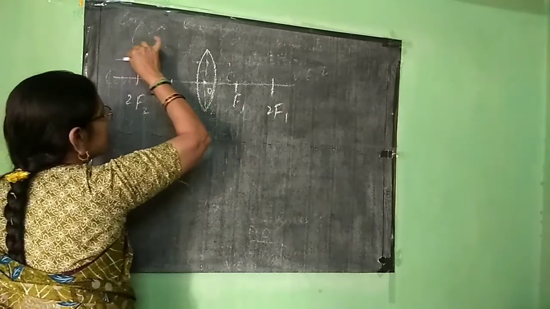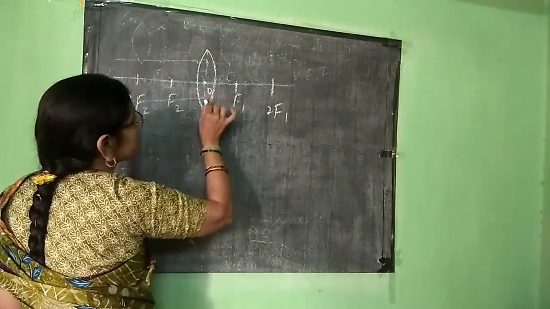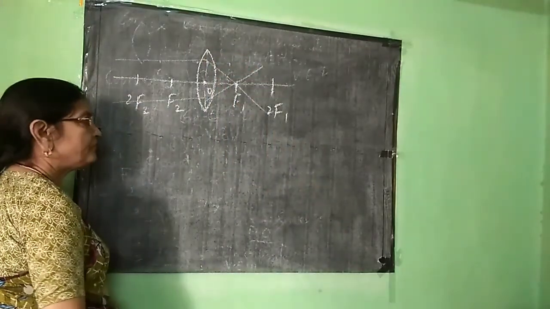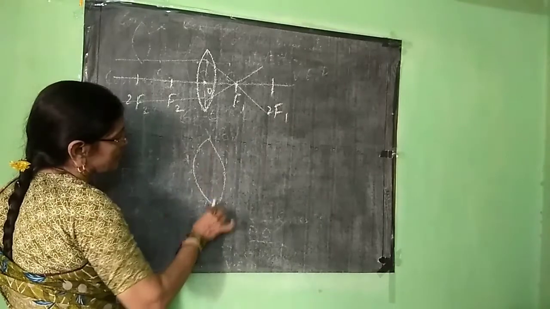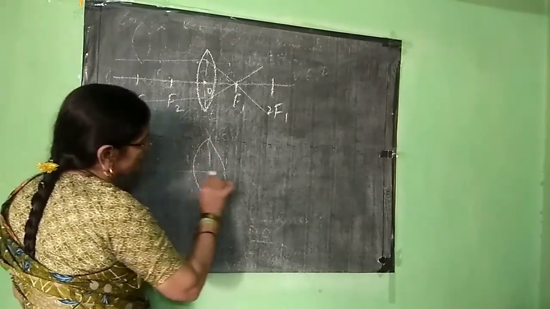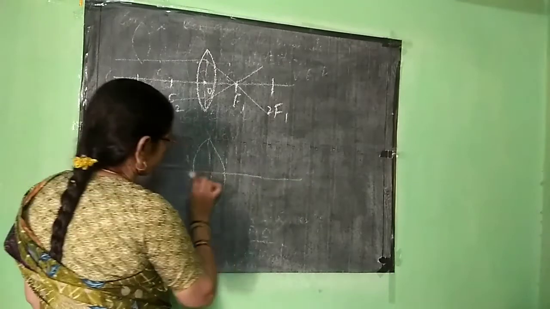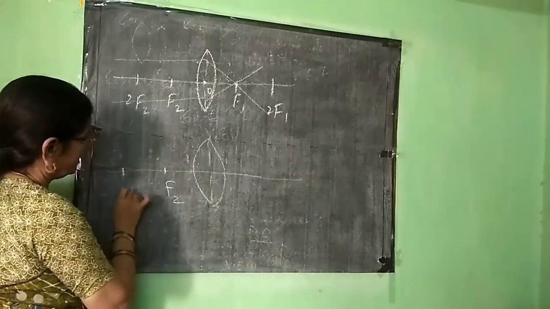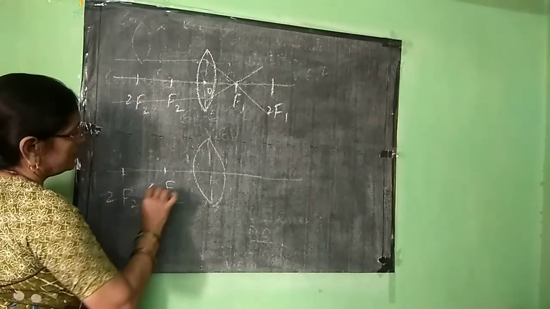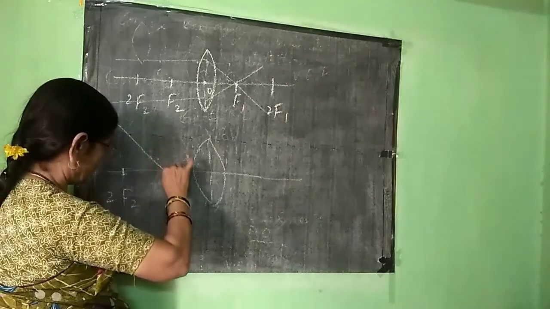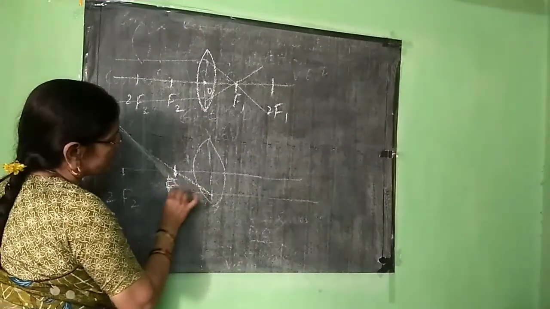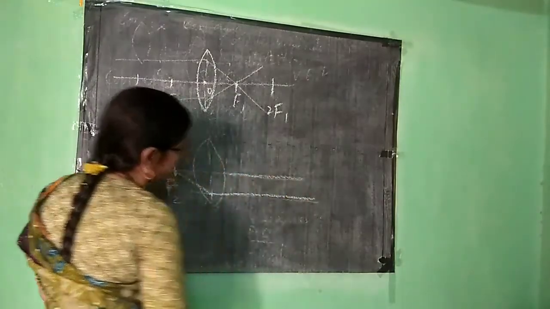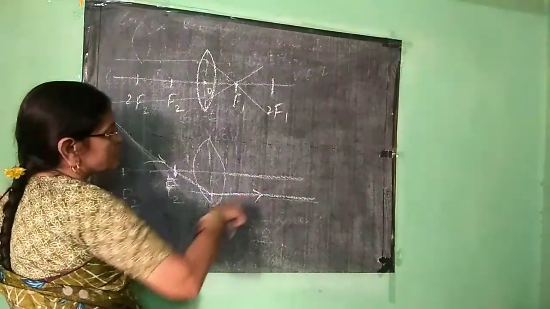Rays which are parallel to the principal axis always go through the focus. Otherwise, suppose the ray from the object is going through the focus. Suppose the ray is going through the focus, it goes parallel to the principal axis. So this is the incident ray, this is the refracted ray.